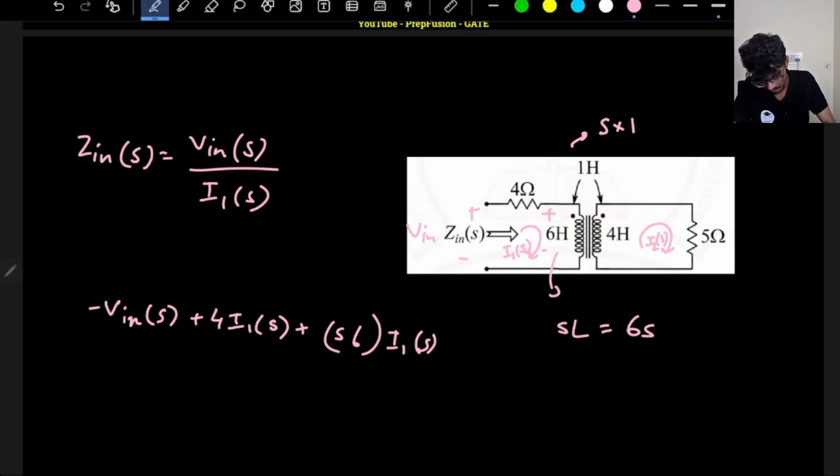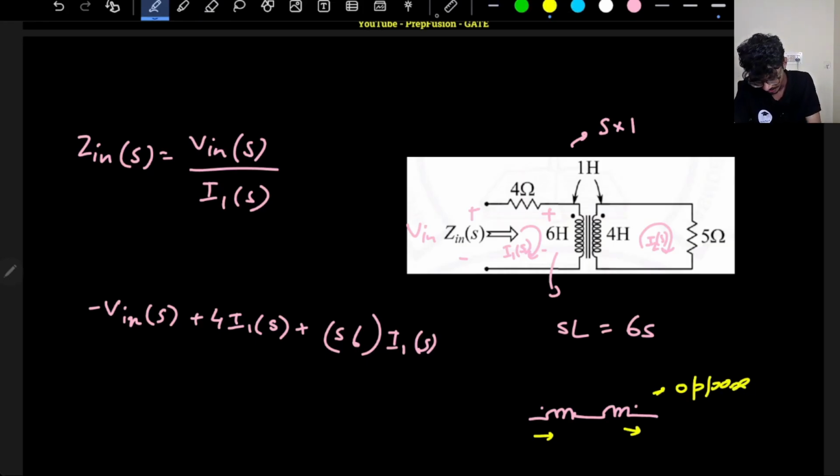So if we remember, then what would have happened? Then the voltage would have simply opposed. If in one of the coils current is entering and in the other coil current is leaving, that means the mutual voltage will oppose its initial cause.